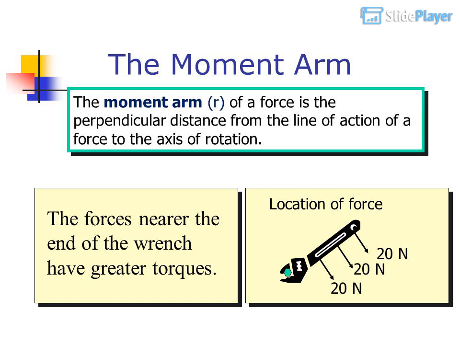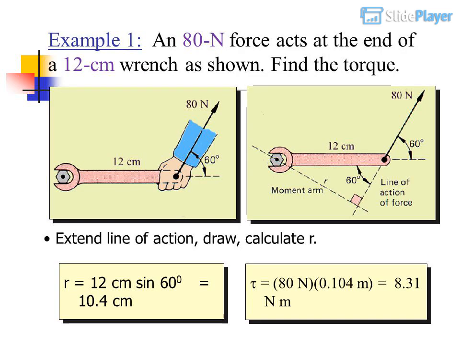20 N. Location of force: the forces nearer the end of the wrench have greater torques. Example 1. An 80 Newton force acts at the end of a 12 cm wrench as shown. Find the torque. Extend the line of action, draw, calculate r. r = 12 cm × cos 60° = 10.4 cm. τ = (80 N)(0.104 m) = 8.31 N·m.